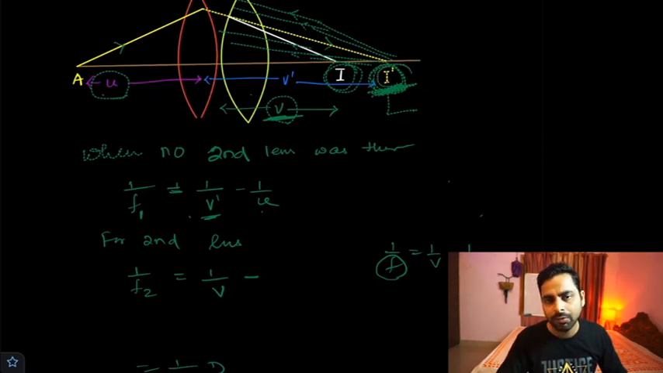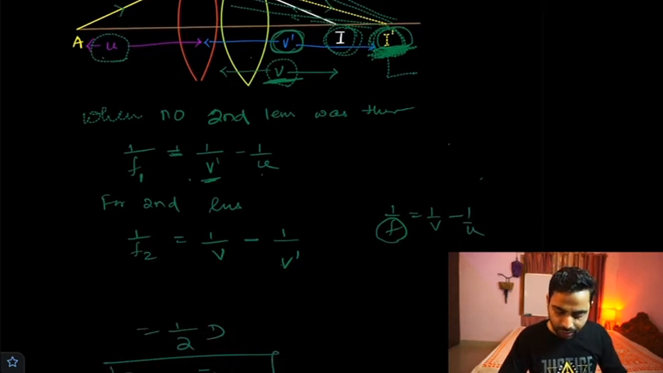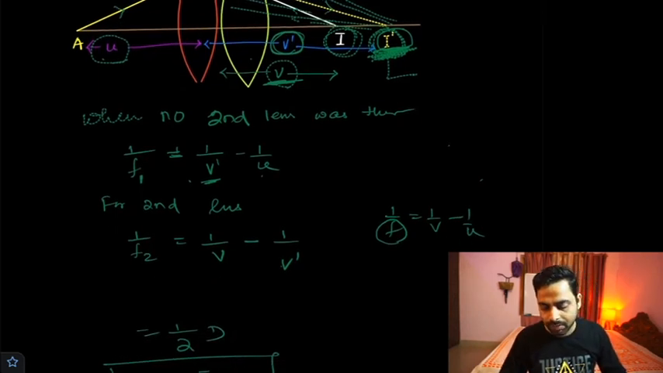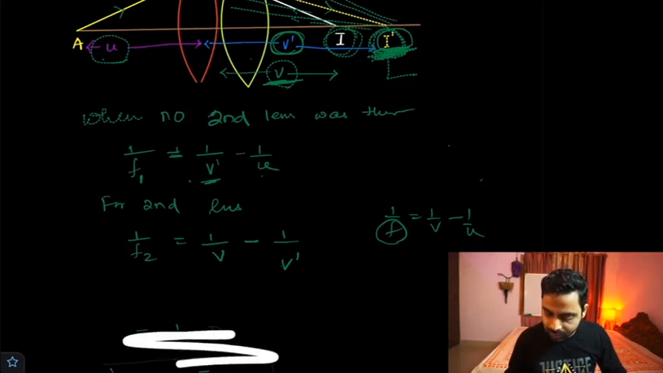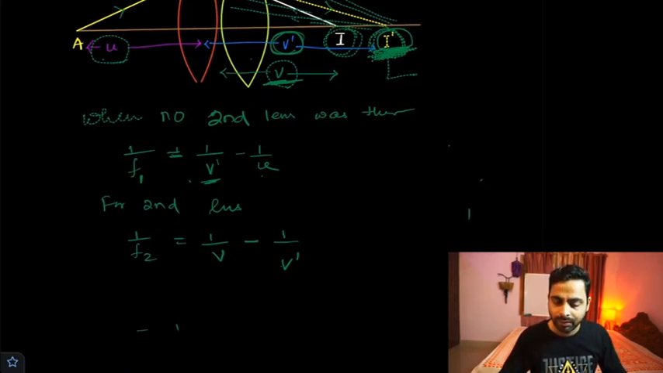बन जाएगा? I prime will be the object position. सो आपका ऑब्जेक्ट पोजीशन क्या हो? ऑब्जेक्ट डिस्टेंस के लिए हम कितना लिखेंगे? v prime। तो यहाँ पर I prime को हम ऑब्जेक्ट कंसिडर कर रहे हैं, तो इसीलिए आपका ऑब्जेक्ट डिस्टेंस क्या हो जाएगा? आपका v prime बन जाएगा सेकेंड लेंस के लिए object distance. So equation will be 1 by f2 equal to 1 by v minus 1 by v prime, right? 1 by v prime.